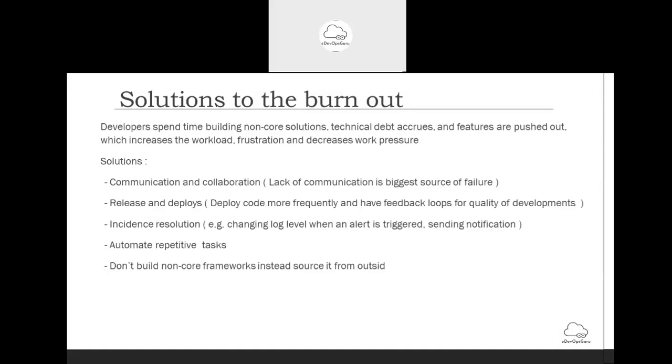Similarly, communication and collaboration is very important, because lack of communication is the biggest source of failure. Just take an example. If developers develop something and give it to the tester, and the tester tests it and forgets to inform the developer that day that there is a bug, then after Saturday, Sunday, and Monday, the developer comes to know there was a bug and he has to fix it.